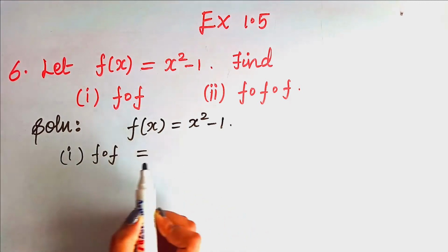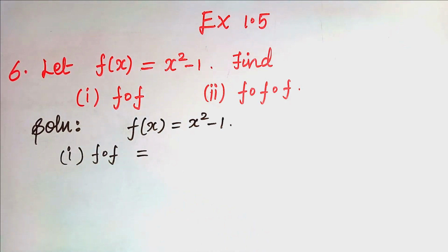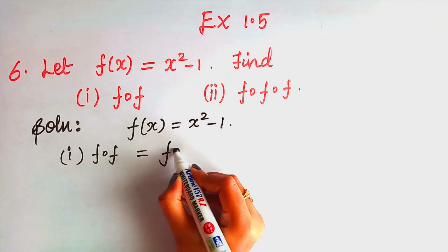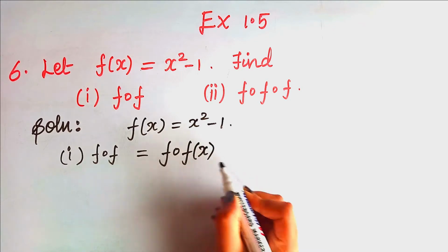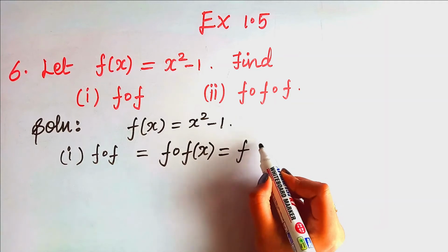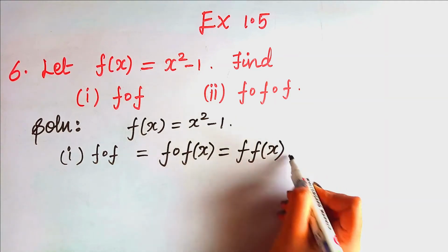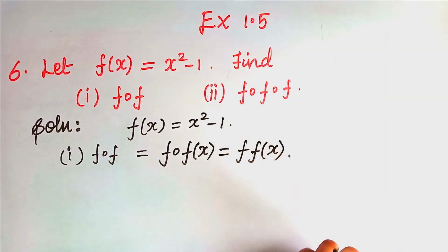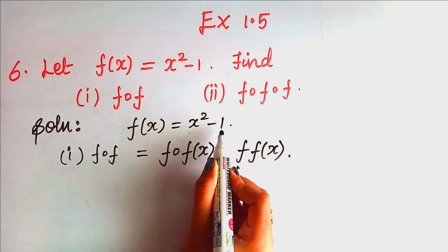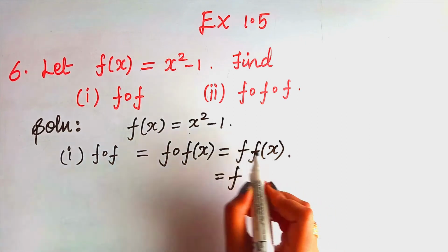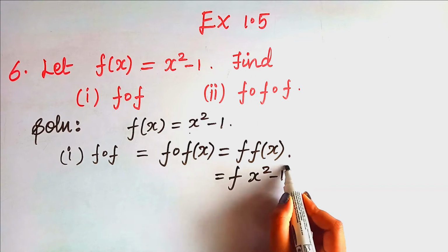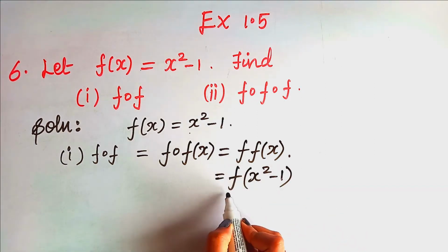So what can we do? By the definition of composition of function, you can say this as f of f of x, and then again by the same definition you can define this as f of x. We already know what f of x is, that is x square minus 1. So in the place of f of x we are going to substitute x square minus 1. Now let's find the function f.